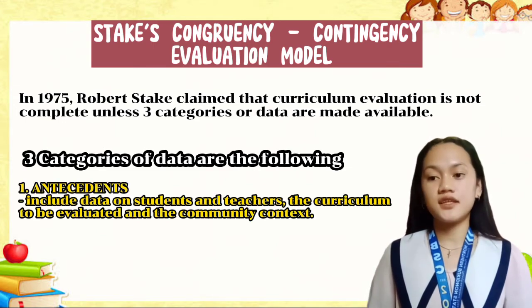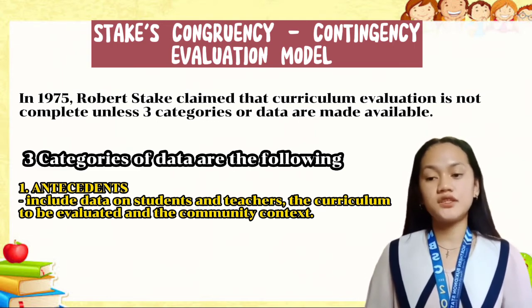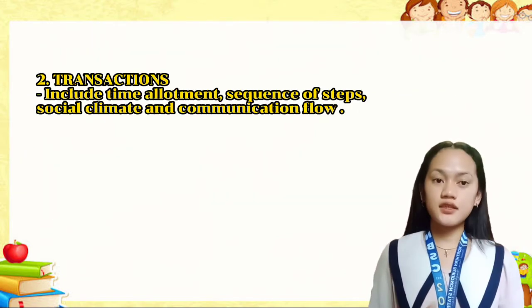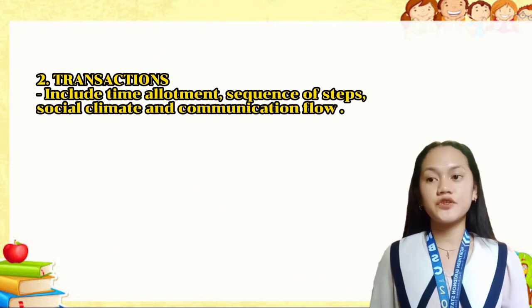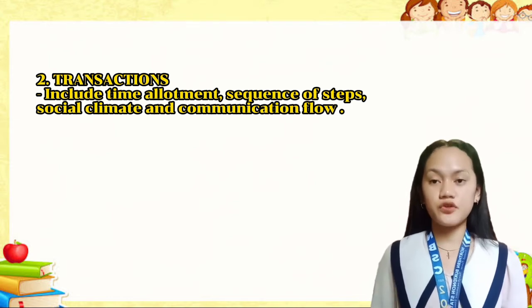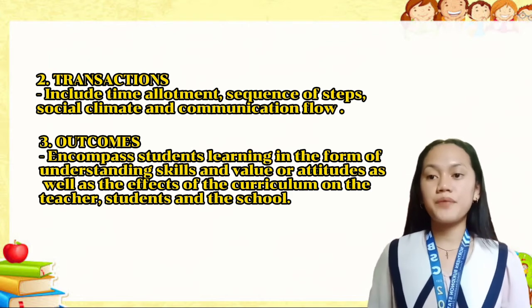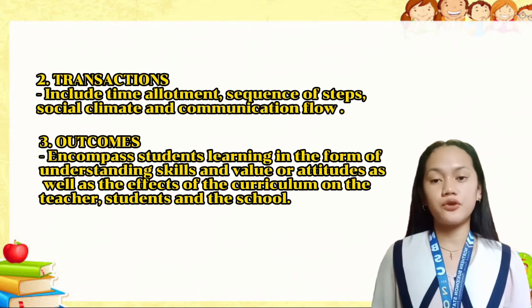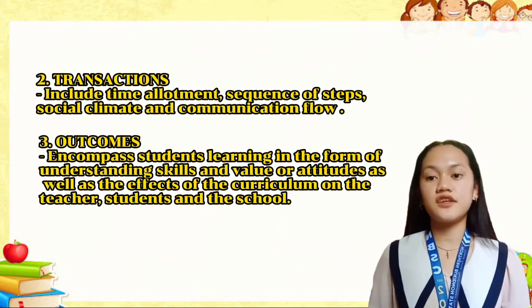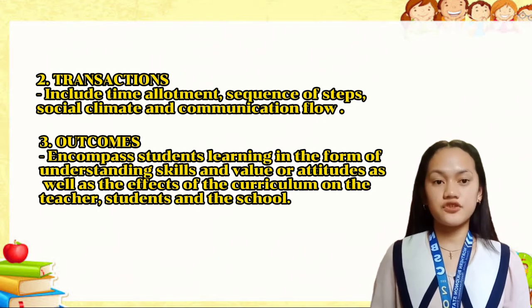First, antecedents include data on students and teachers, the curriculum to be evaluated, and the community context. Second is transaction, which includes time allotment, sequence of steps, social climate, and communication flow. And the last one is outcomes, which encompass student learning in the form of understanding, skills, and values or attitudes, as well as the effects of the curriculum on the teachers, students, and the school.